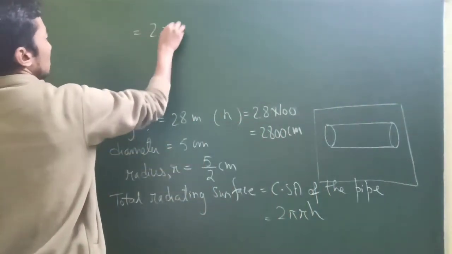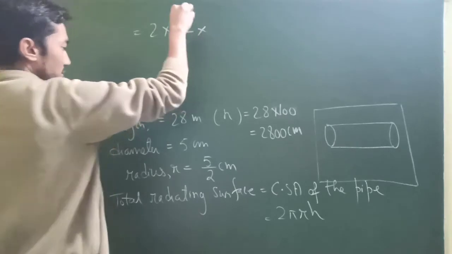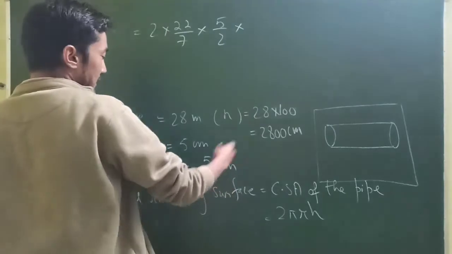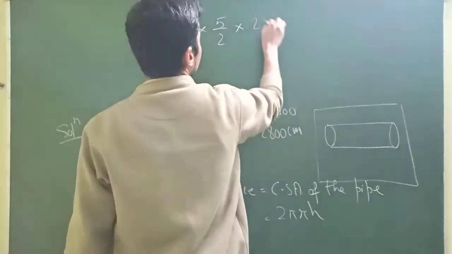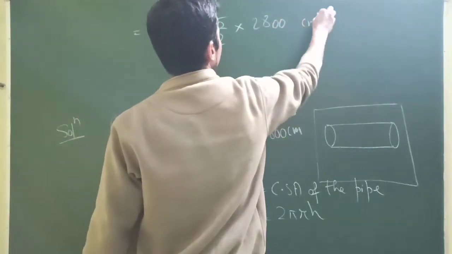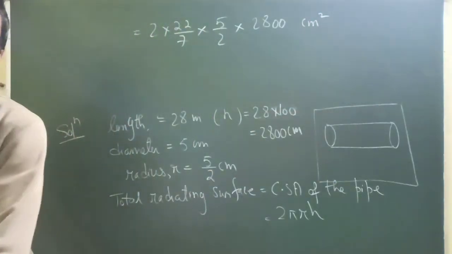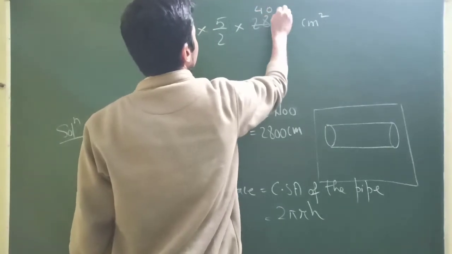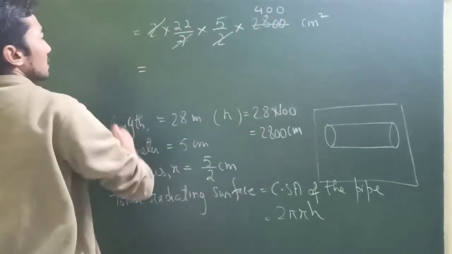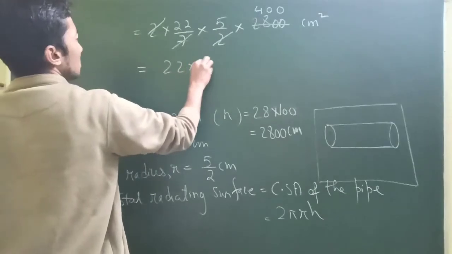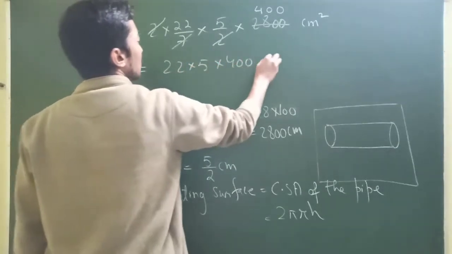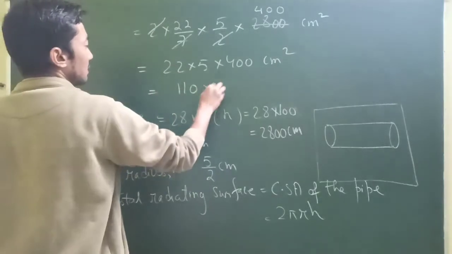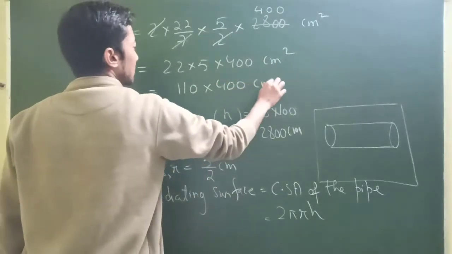You can start noting down. That's going to be 2 into 22 by 7 into radius. Radius we consider as 5 by 2, into height or the length of the cylinder, that's 2800 centimeter. So that's going to be centimeter square. We have 7 4s are 28, 2 zeros. 2, 2 1s are 2, cancels. So we have 22 into 5 into 400 centimeter square. So 22 into 5 is 110, so 110 into 400 centimeter square.